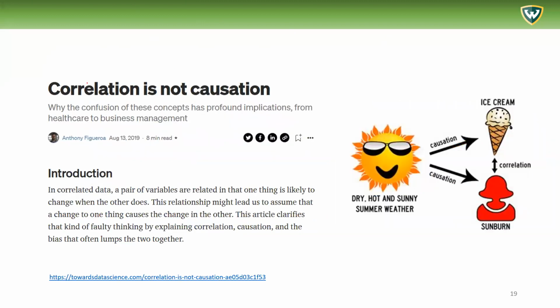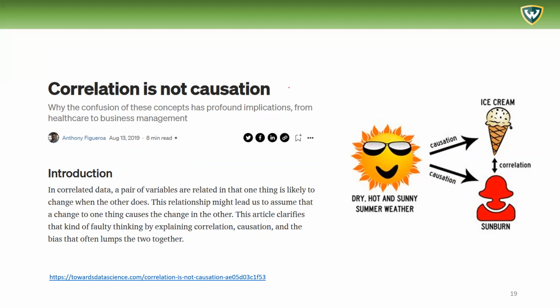And there's a good article here from this person on towardsdatascience.com, Correlation is not causation, and his picture here illustrates some of the points. The sun causes ice cream to melt, and the sun also causes sunburn on people. The ice cream melting and the person sunburning are correlated, but they're not causing each other, right? There's another variable that is causing those two variables to behave a certain way.